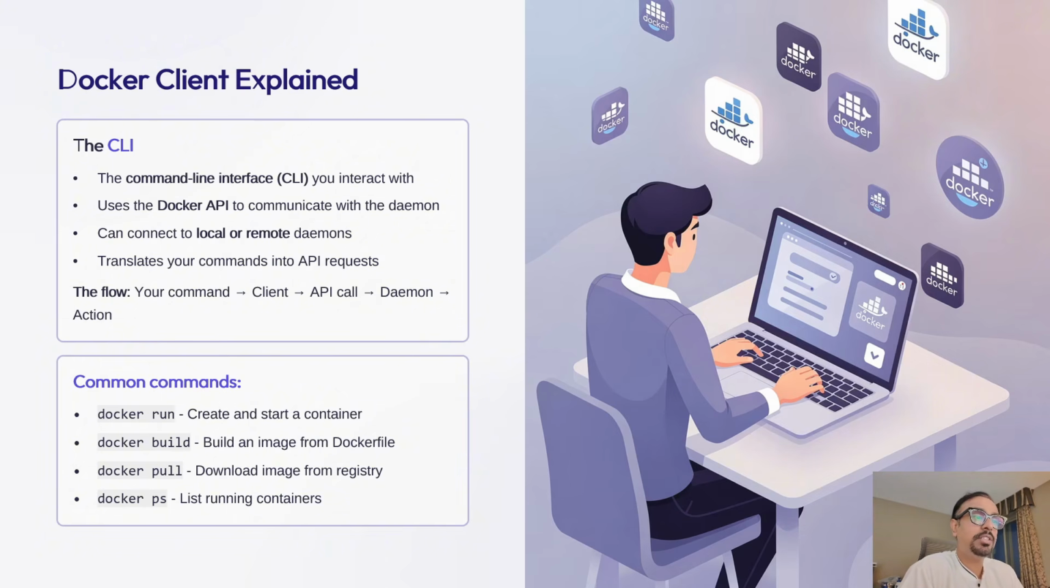Think of the client as your remote control and the daemon as your TV. You press a button on the remote, it sends a signal, and the TV does the work of changing the channels. This client can connect to a local daemon on your local machine or even a remote daemon on another server, which is useful for managing production environments from your laptop. The client makes Docker easy to use. Instead of making complex API calls yourself, you just type simple commands like docker run nginx and the client handles the rest. Every Docker command you will learn follows this pattern. You use the client, it talks to the daemon, and the daemon gets the work done for you.